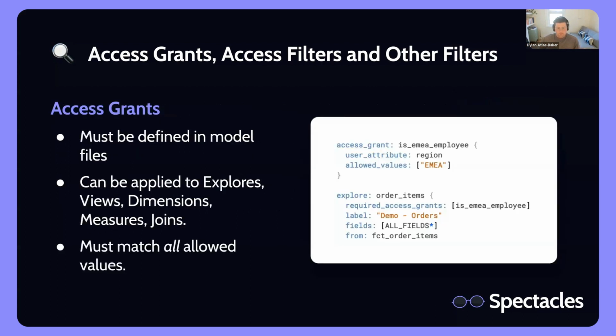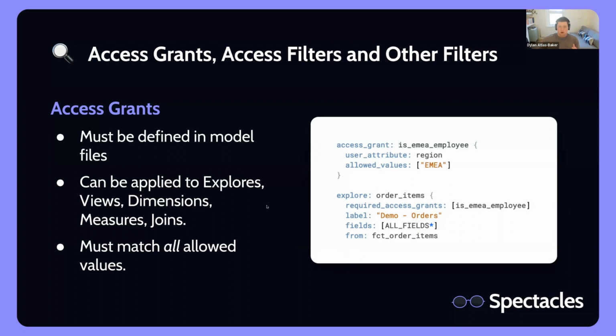So taking these one by one, an access grant is basically a way in LookML to say, should someone have access to this thing, this object? In this example, we've got it as an Explore. But it can be Explores, it can be views, it can be dimensions, it can be measures, and it can be joins, which is really just kind of more views, but not the base of an Explore. All of those you can use a required access grant.